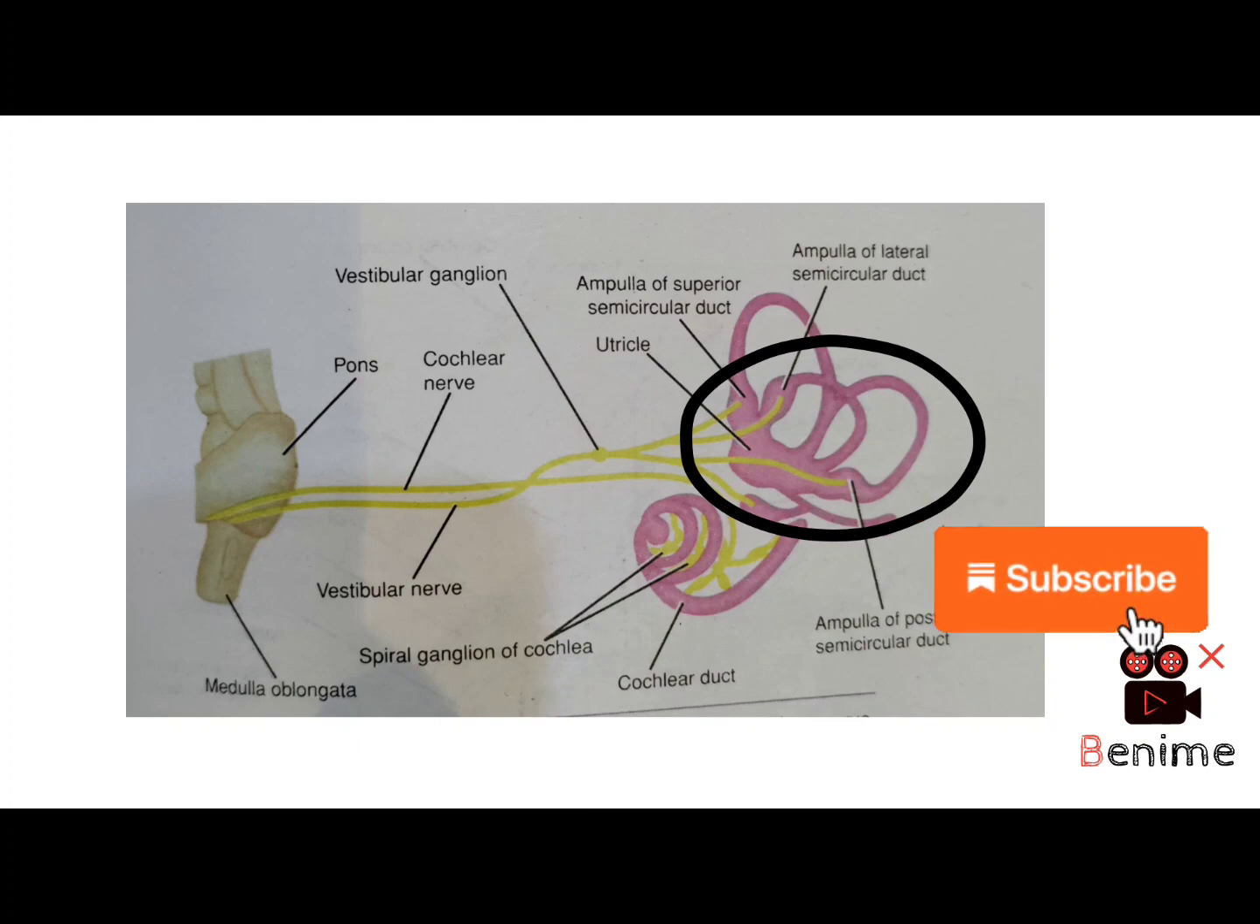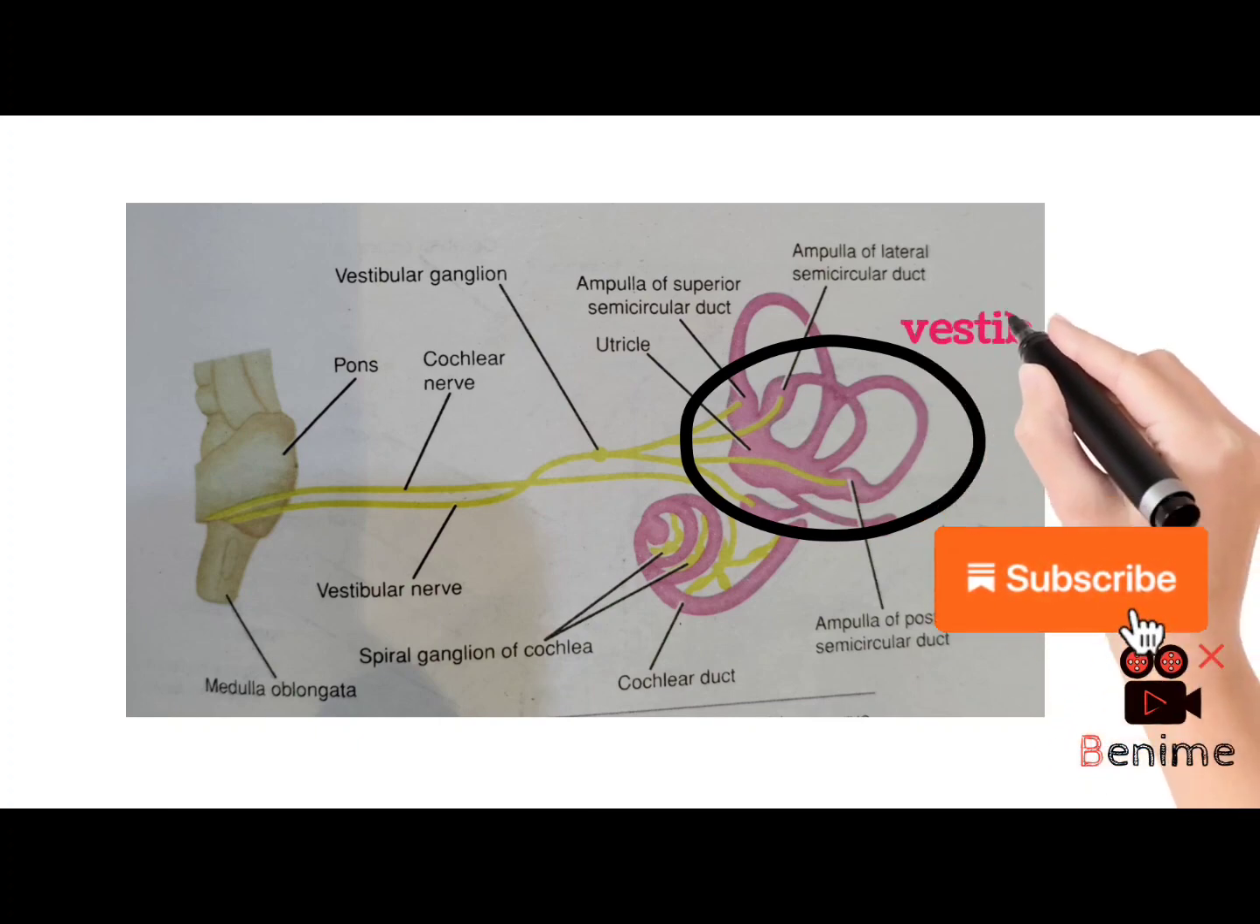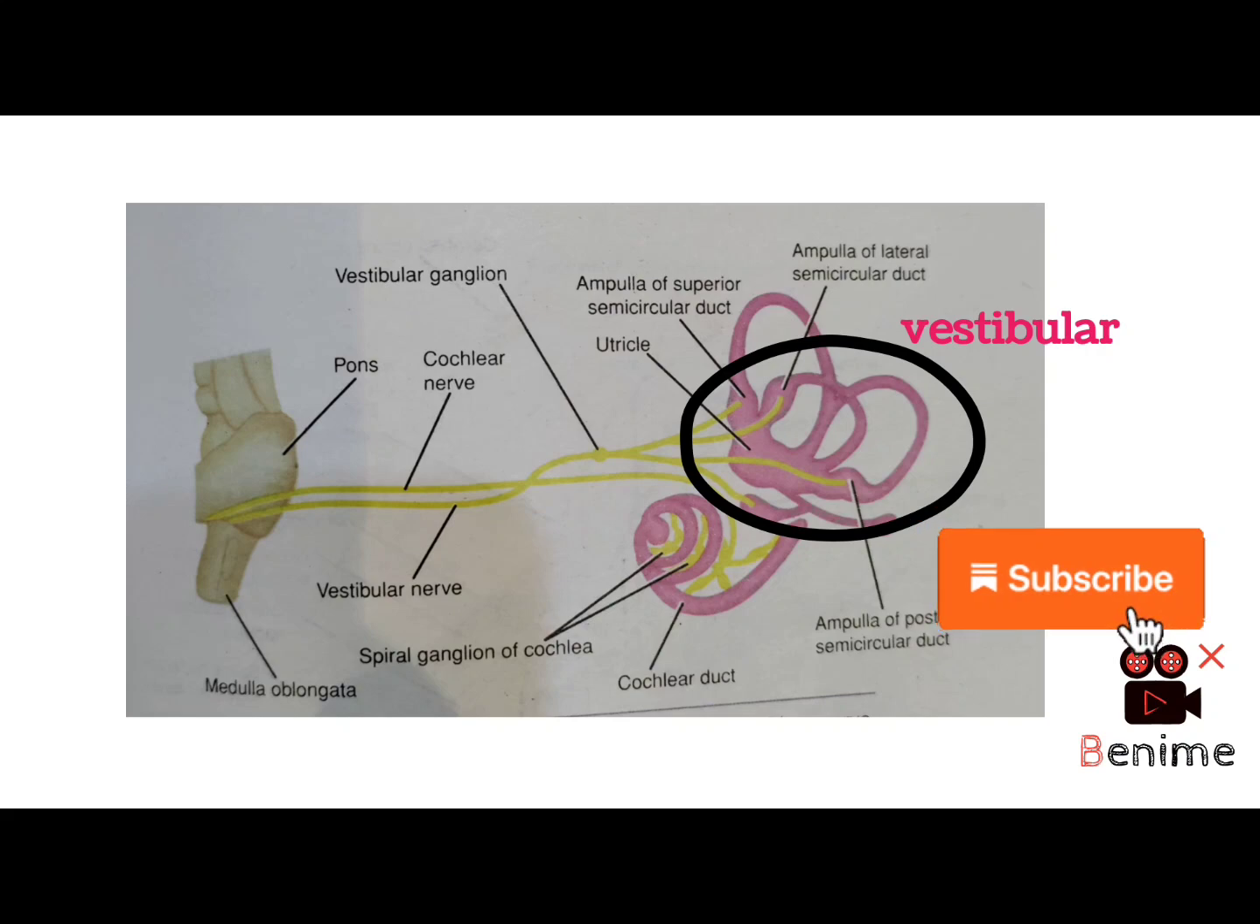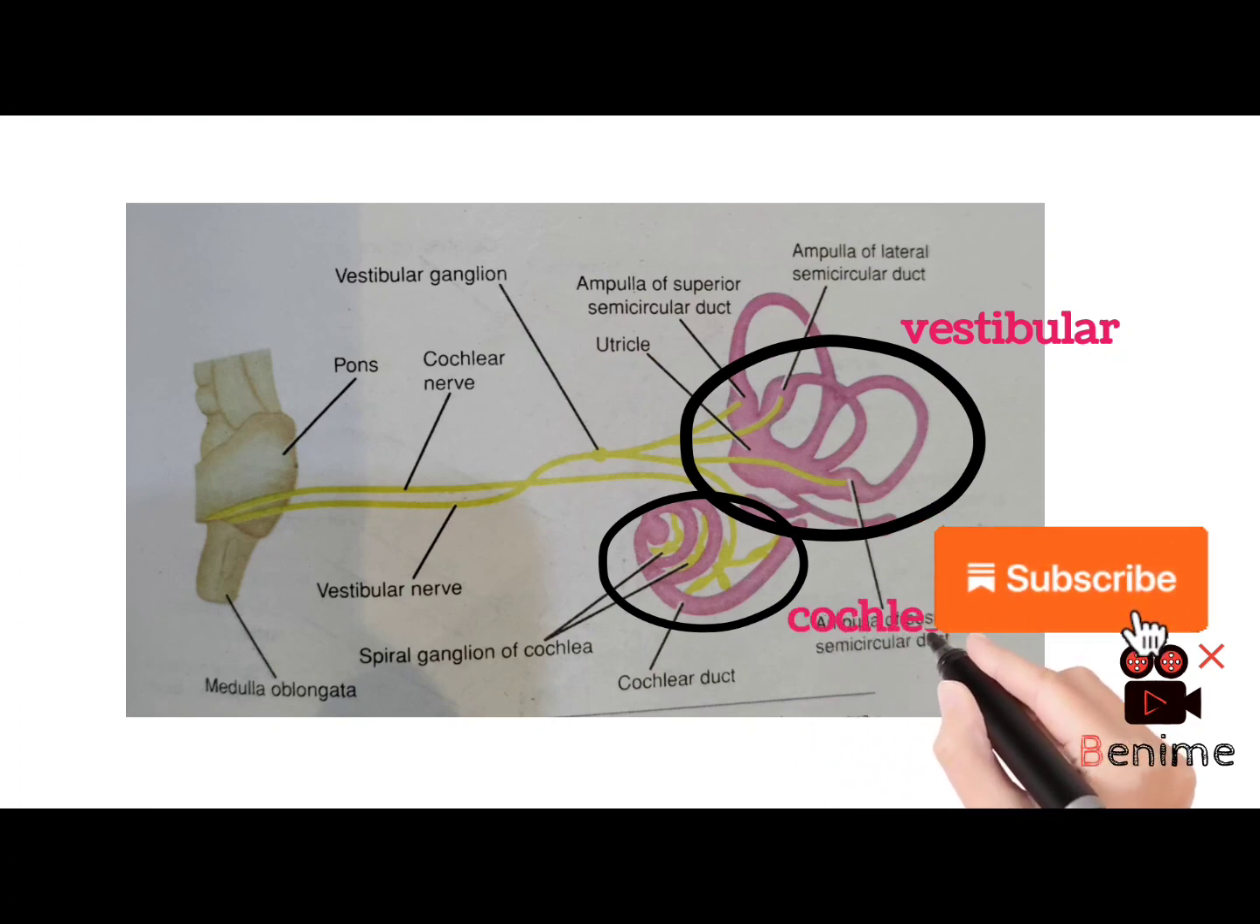This highlighted part shows the vestibular component of the nerve. It has the utricle, saccule and the semicircular canals, and this part has the organ of Corti. This is called the cochlear part, and the nerve emerging from this part makes up the cochlear nerve.